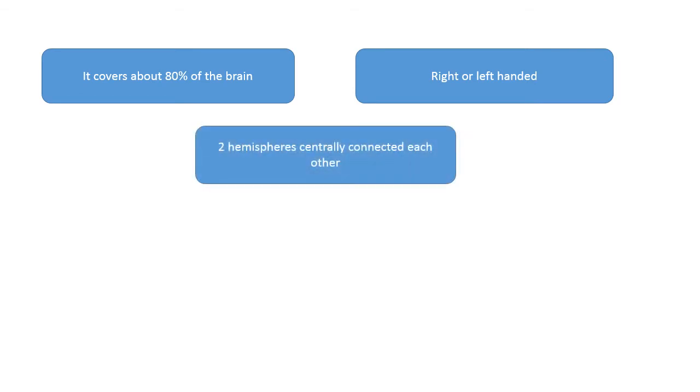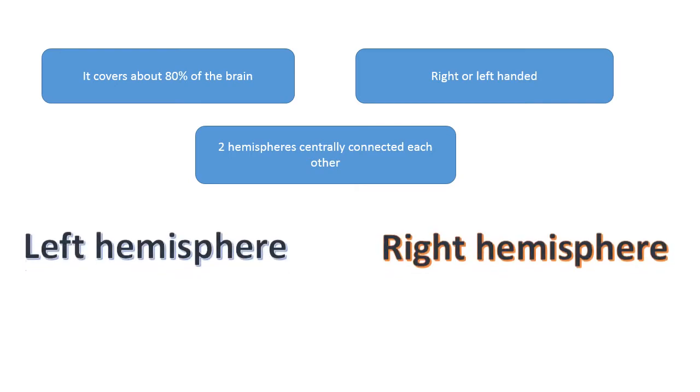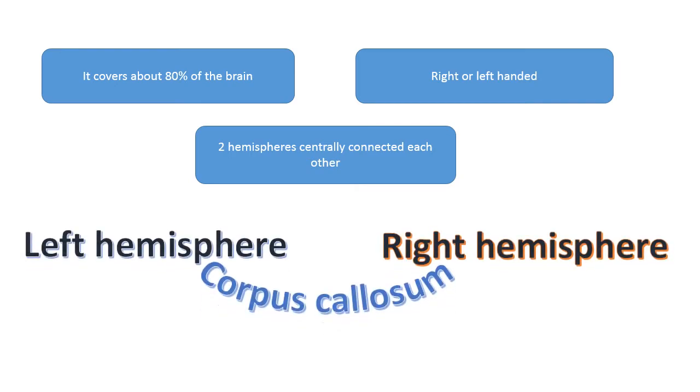These two hemispheres are centrally connected with each other by a structure which is called the corpus callosum, which connects the left hemisphere and the right hemisphere.